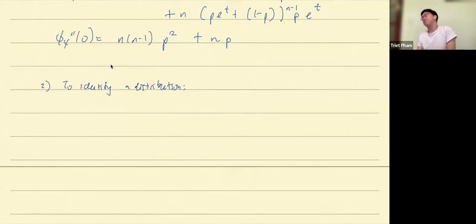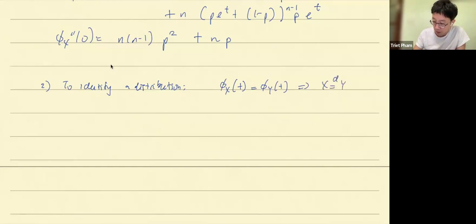Well, what's the technical language to describe it? The technical language is the following, which is a little bit weird, but if you have two random variables that have the same MGF, then they must have the same distribution.